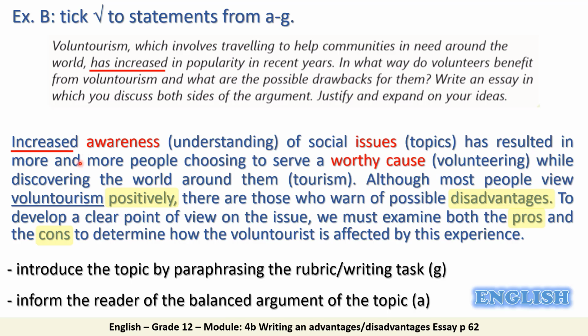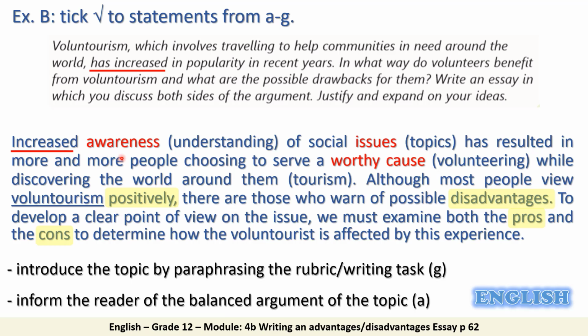Please follow this. In the writing task, the writer has used increased as a verb. Has increased. This is a present perfect tense. He used it again as an adjective. Increased awareness, increased understanding. This is a participial adjective, which means that mainly it is a verb in the past participle, but it is used here as an adjective, which they call participial adjective.